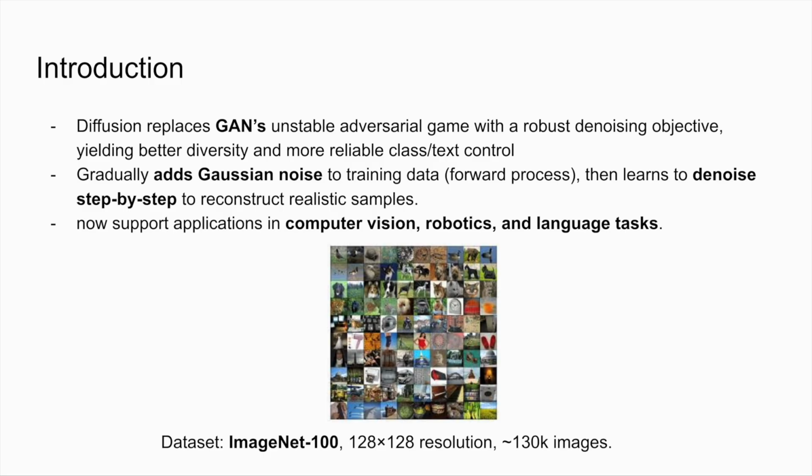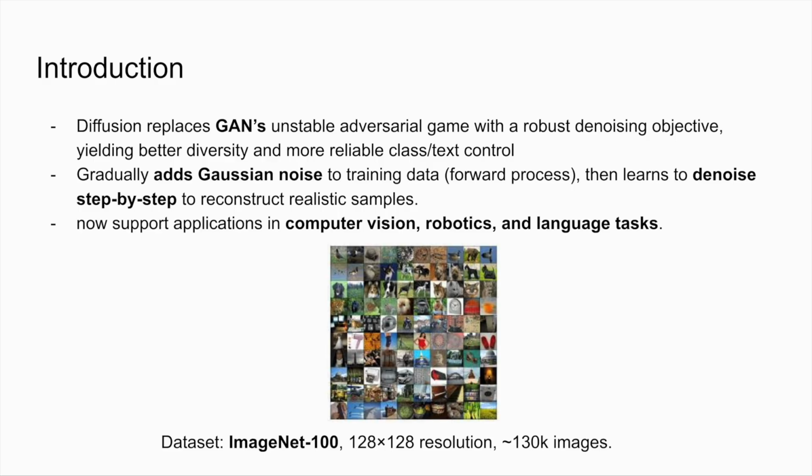So diffusion models are a class of deep generative models designed to create high-quality images. During training, we start with real images and gradually add Gaussian noise to them. This is called the forward process. Eventually, the images become completely unrecognizable, almost like pure static. The model then learns to denoise these images step by step, reversing this process until it reconstructs something realistic.